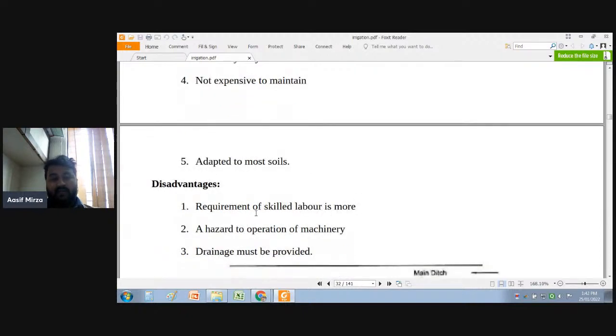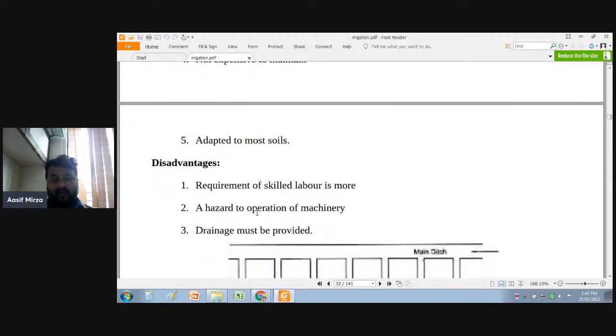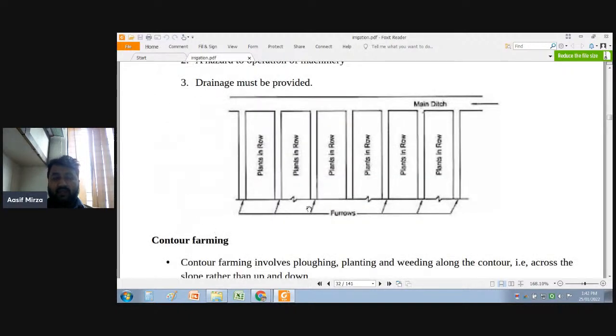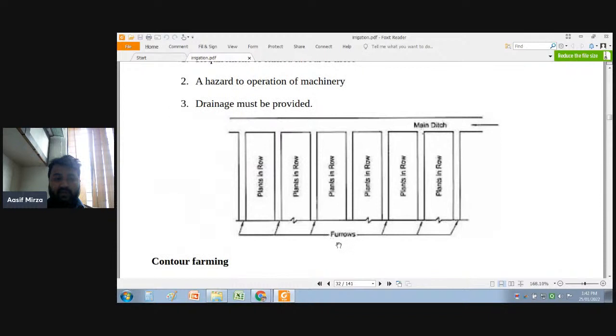Now, what are the disadvantages of this method? It requires skilled labor in more quantity, there is hazard to operation of machinery, and drainage must be provided. Now, this is how this method is adopted on the field. So this is the main ditch line, which provides water through these furrows, and these are the plants in the rows to which water is provided through these furrows.